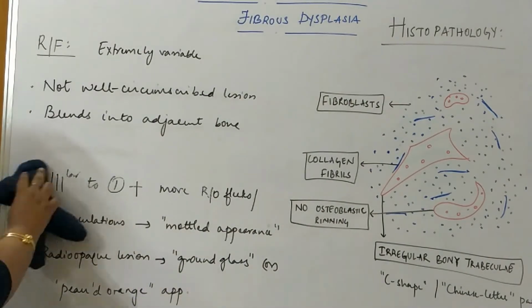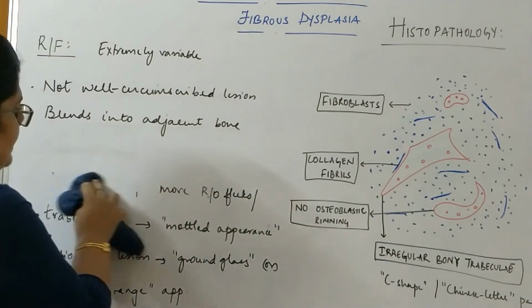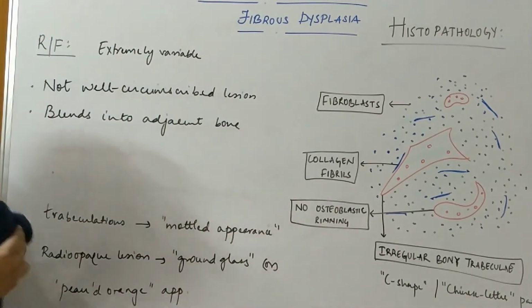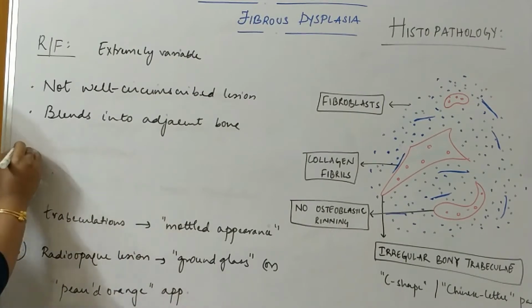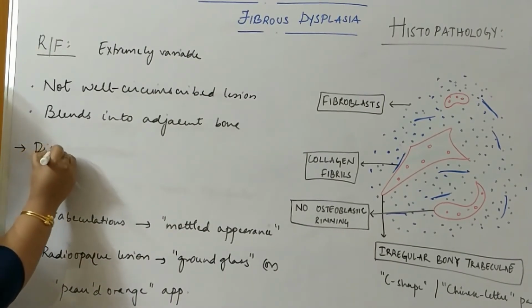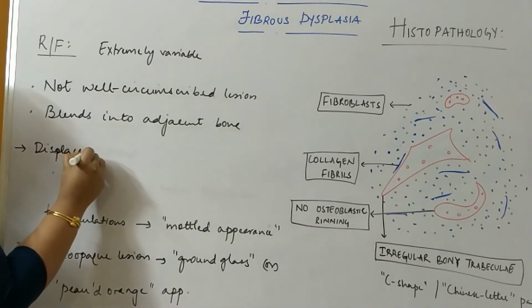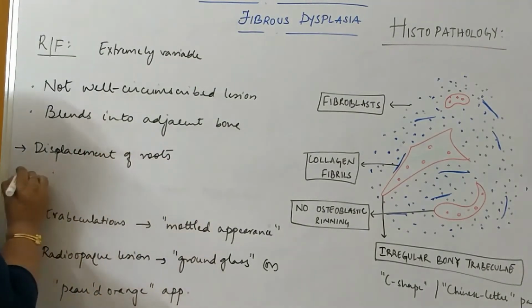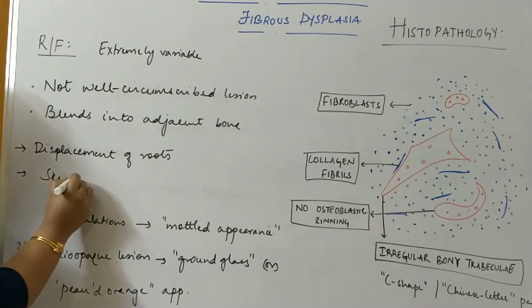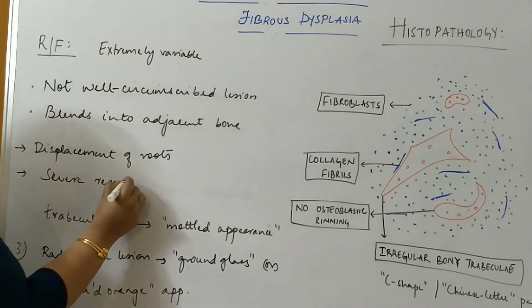Now, having discussed how the lesion looks, let us see how the adjacent structures are affected in the radiograph. There is displacement of the roots because of the expansion of the bone, and at the same time the roots exhibit severe resorption too.